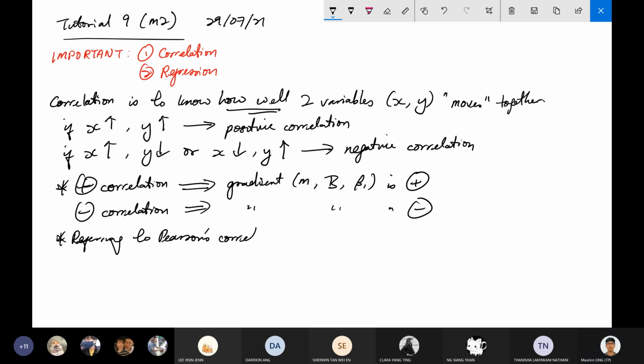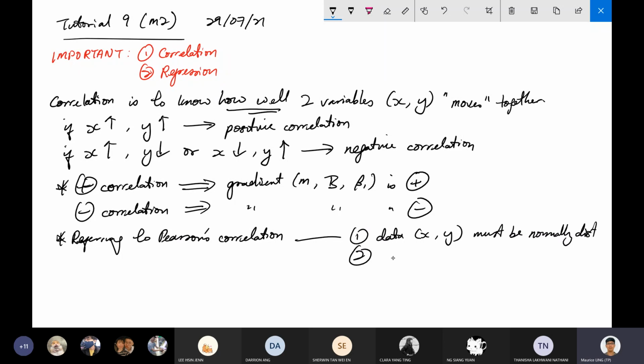Okay. Now, in order for Pearson's correlation to be used, there are two major criteria. One is the data, the x and the y, must be normally distributed. The second is the data is ratio or interval. That means if it's ordinal, it cannot be used. And Pearson's correlation is denoted by the symbol small r.